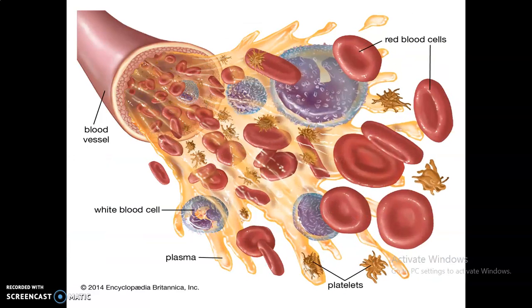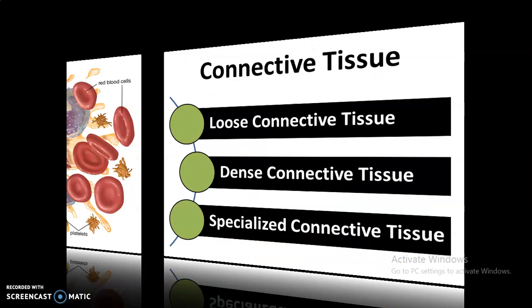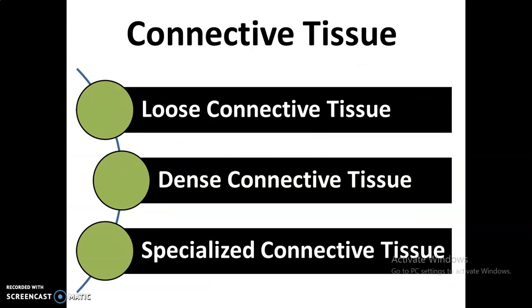In the connective tissues, except blood, the cells secrete fibers and structural proteins called collagen or elastin. These fibers provide strength, elasticity and flexibility to the tissue. So, connective tissue is divided into three types. They are loose connective tissue, dense connective tissue and specialized connective tissue.